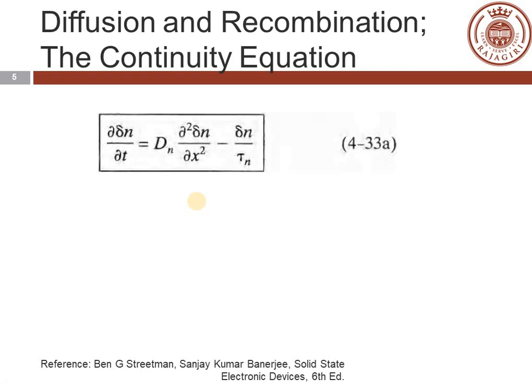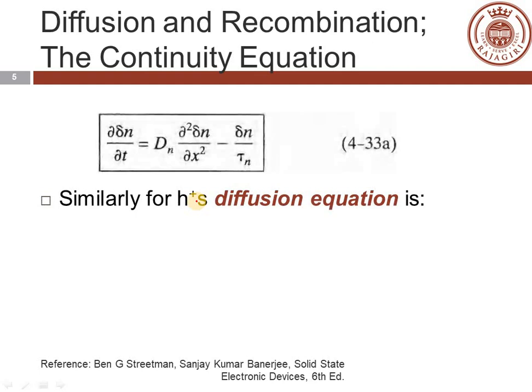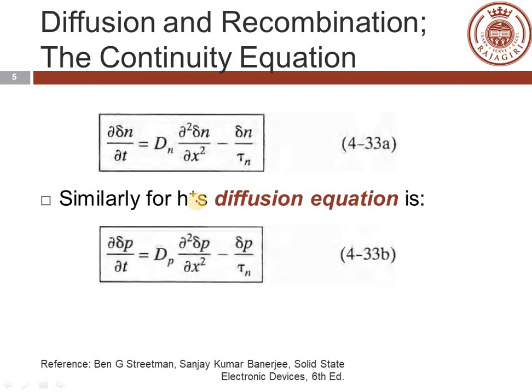Similarly, for holes, you can derive the diffusion equation as dou by dou t of delta p equal to Dp into dou square delta p by dou x square minus delta p by tau p. So the next part we are going to see is steady state carrier injection, and we will be seeing the equation for diffusion length. As we discussed in the previous sessions, steady state condition means the properties of the system do not vary with respect to time.